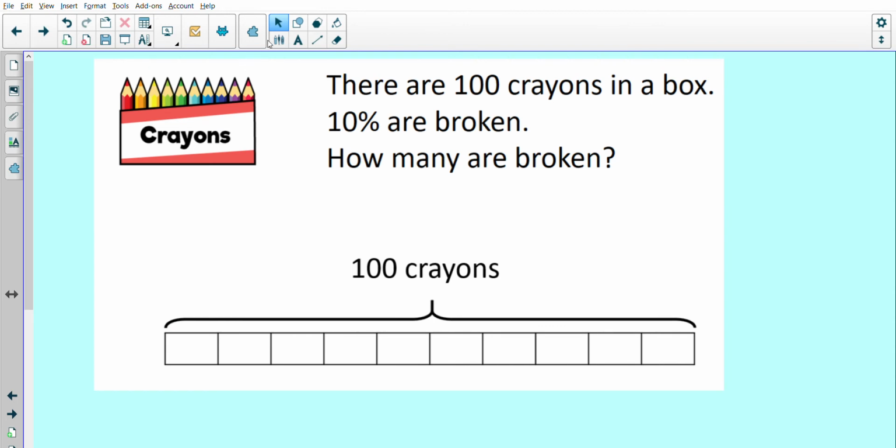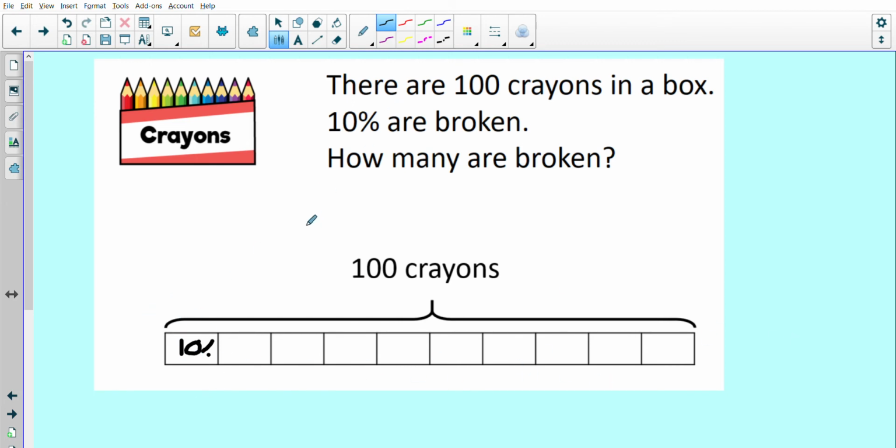Let's have a look at solving this problem. There are 100 crayons in a box. 10% are broken. How many are broken? So I know that it's 10% of 100. If this represents 100 crayons, I'm dividing it up basically into 10 pieces. So it's 10% are broken. That's worth this. So this is 10%. This would be 20, 30, 40, 50, 60, 70, 80, 90, 100. 90% are not broken, 10% are broken.